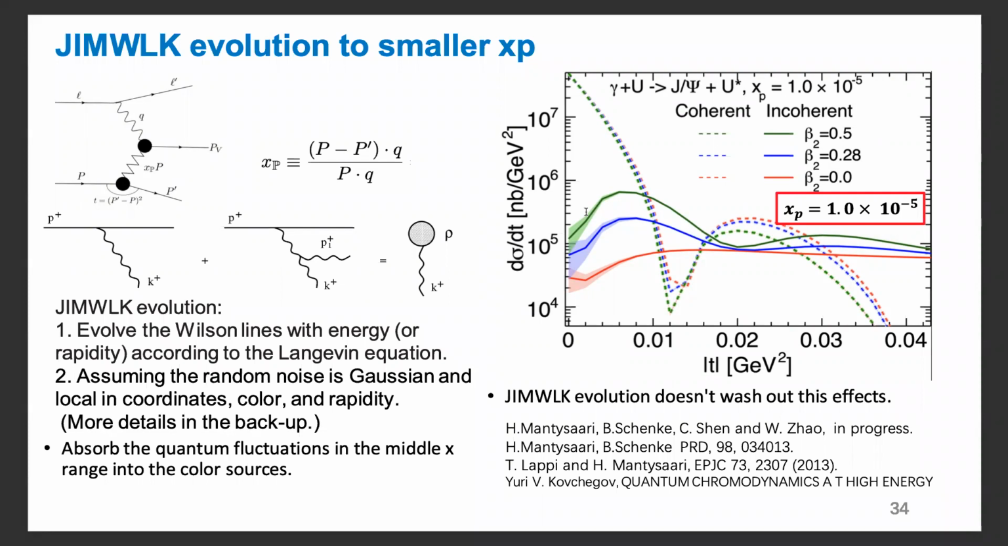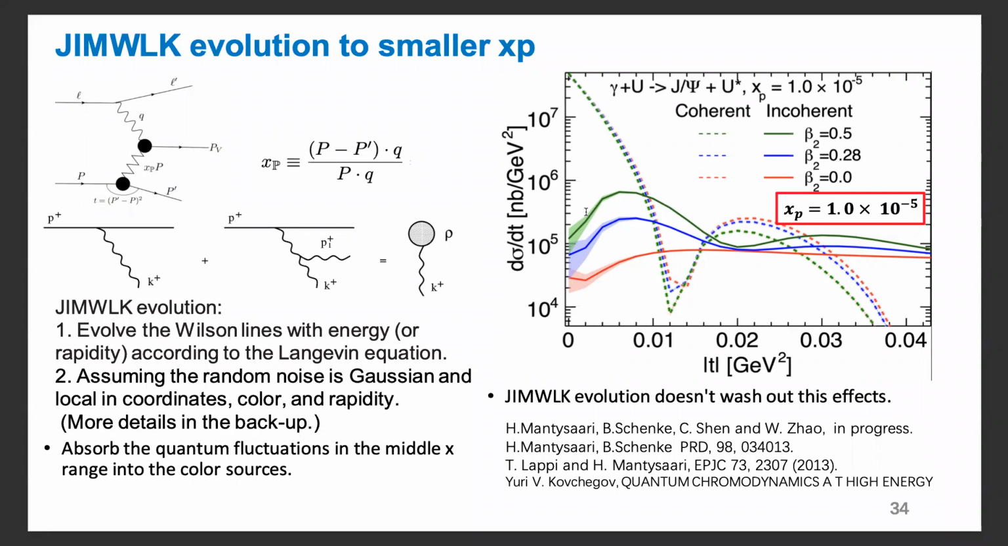And technically, we run the JIMWLK evolution. We evolve the Wilson line with energy or rapidity according to the Langevin equations in the color space. And in these Langevin equations, we assume the random noise is Gaussian, or in other words, we truncate it to two-particle correlations. You can see more detail in the backup. And as I said, the general picture of JIMWLK evolution is that it integrates the intermediate x as a source of the smaller x, running from the larger x to the small x.